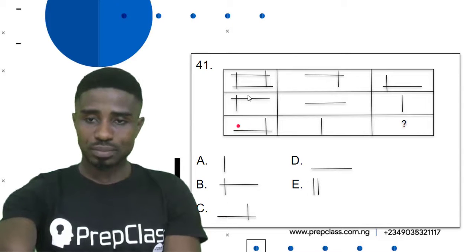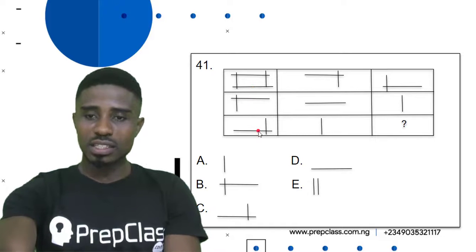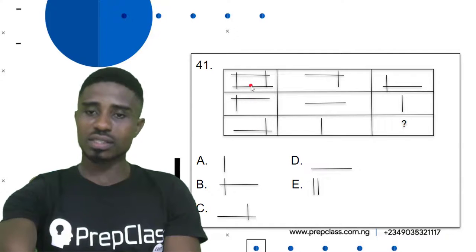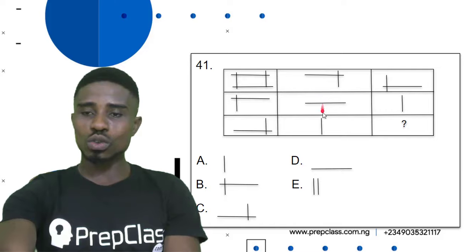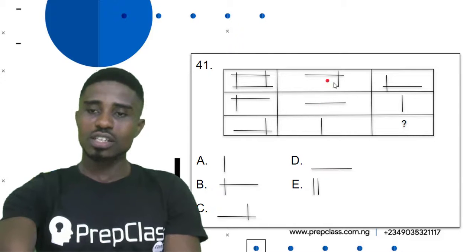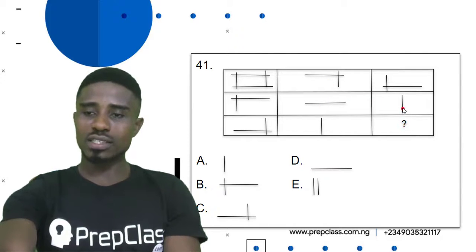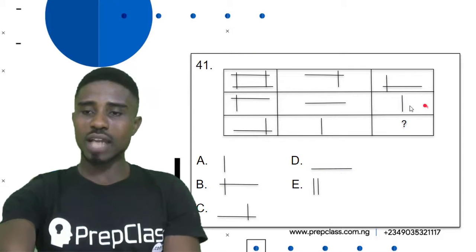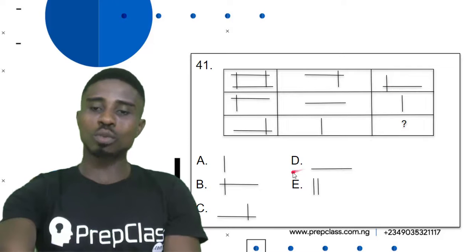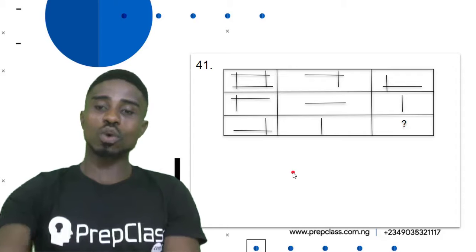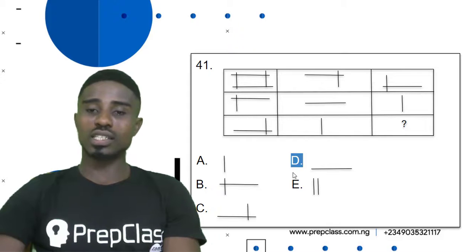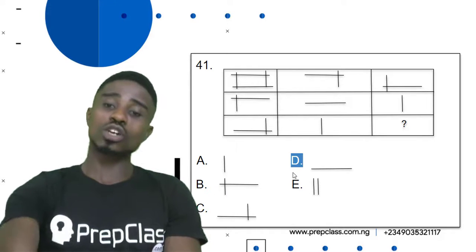Question 41. It basically means this plus this will give us this. Yes, if we add these two shapes together, it will give us this. So for this column, if we add these two, it will give us this. So for this, what will we add to this to give us this? Definitely, it will be this. So this, when we add it to this, it will give us this. So option D will be our correct answer. Let's check it out. Question 41, option D is our correct answer. Let's look at the next question.